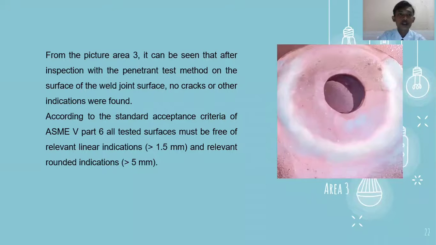From the picture of area 3, it can be seen that after inspection with the penetrant test method on the surface of the weld joint, no crack or other indication was found. According to the standard acceptance criteria of ASME 5 part 6, all tested surfaces must be free of relevant linear indication over 1.5 millimeter and relevant rounded indication over 5 millimeter.